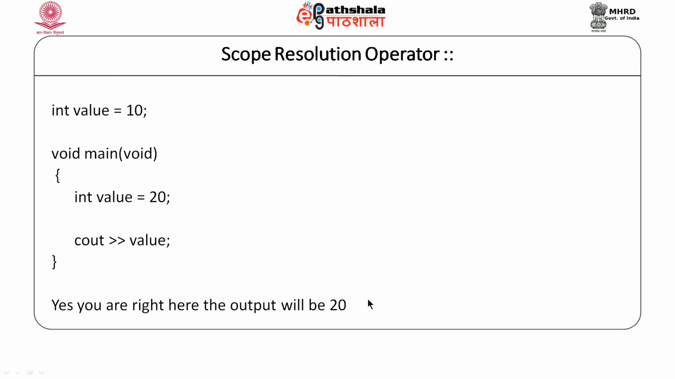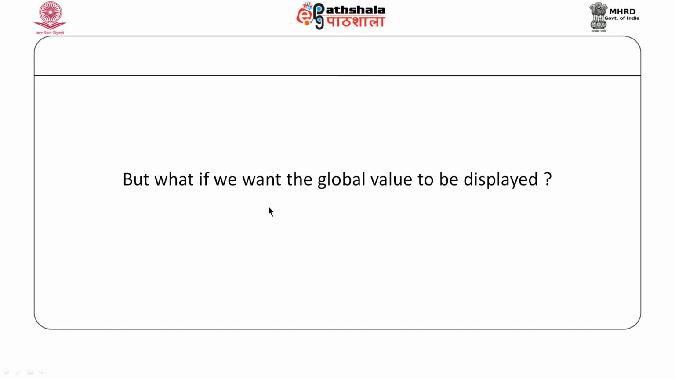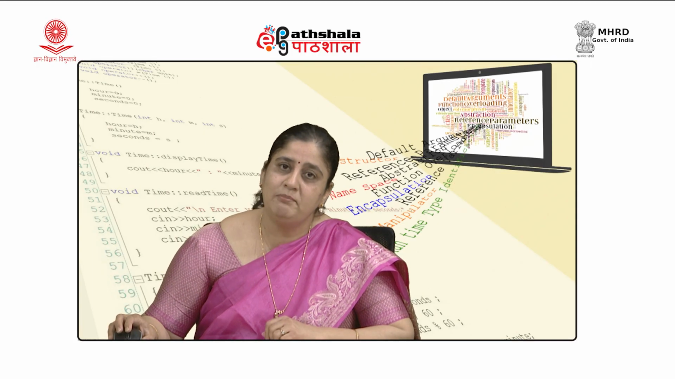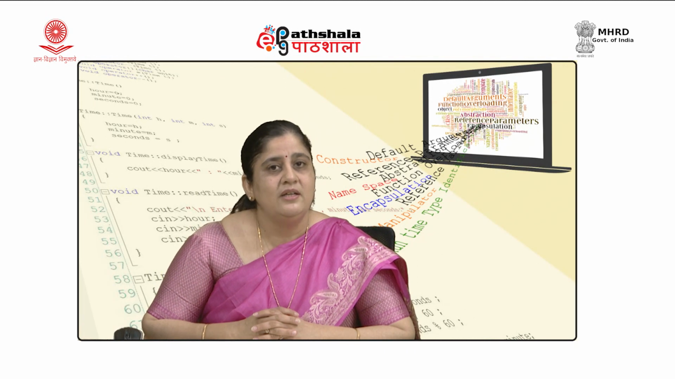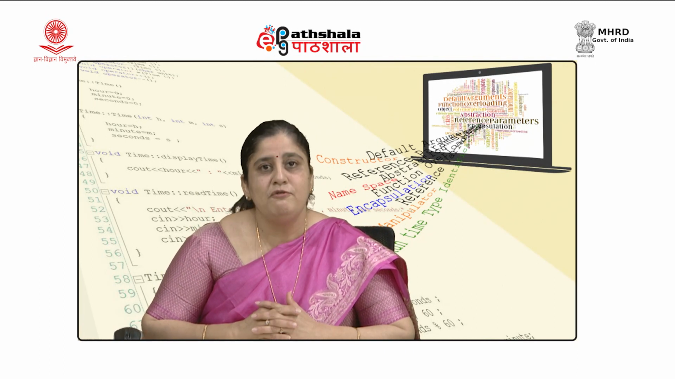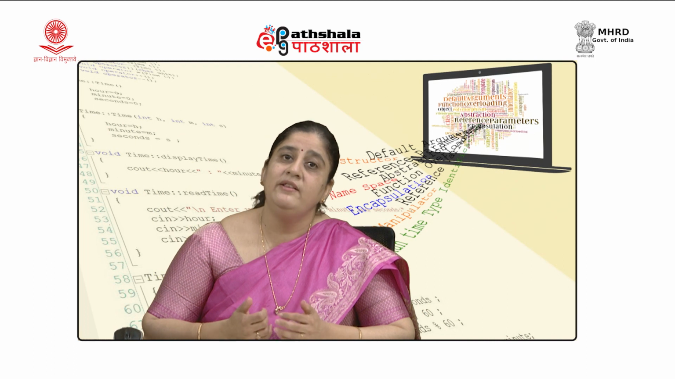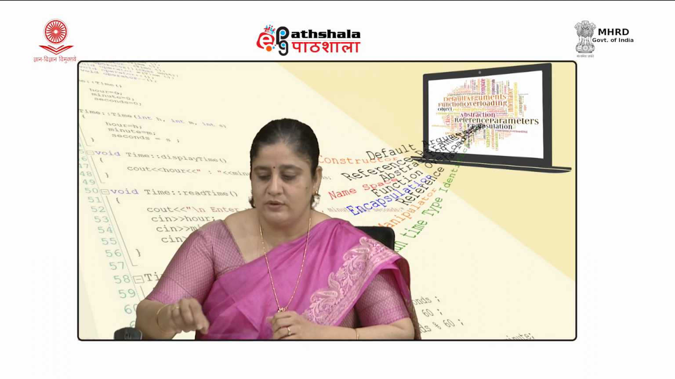Why is it so? Because the scope in which we are executing this statement has this declaration, and the declaration which is in the innermost scope of the statement that we are executing will be applicable. But there may be a situation where we may want that global value to be displayed. Now, if we want that global value to be displayed, what do we do? Well, the answer to this is the scope resolution operator. If we want the value defined in the outer scope to be displayed, we can use scope resolution operator.